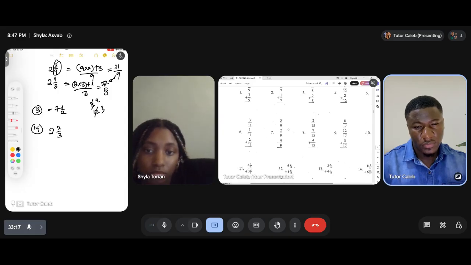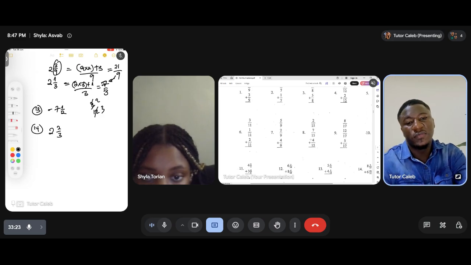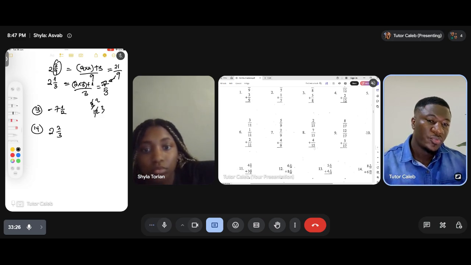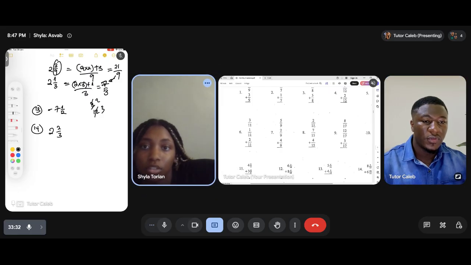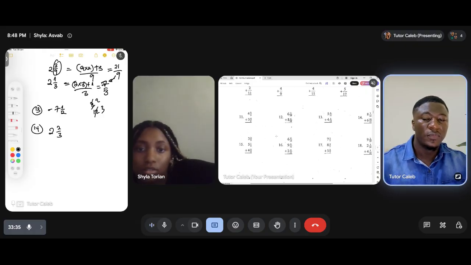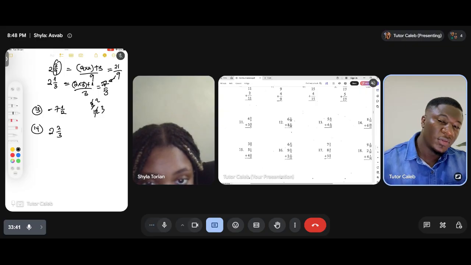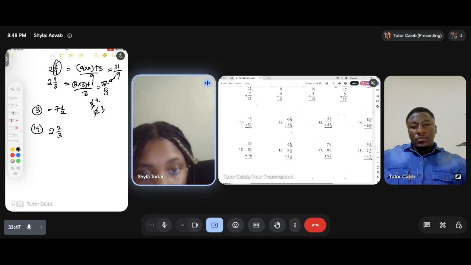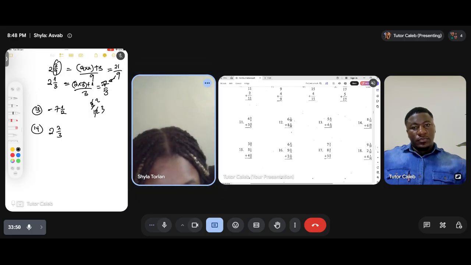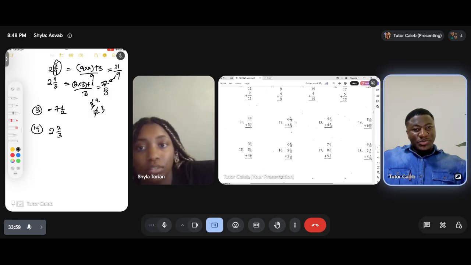Let's try question 8. 2 over 15 plus 7 over 15 plus 4 over 15. 13 over 15. Correct. Go further. Question 11. 4 and 2 over 5 plus 3 and 4 over 5. 8 and 1 over 5. Correct. Nice one.